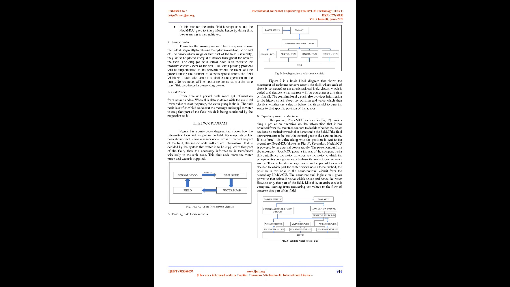A. Sensor nodes. These are the primary nodes. They are spread across the field strategically to retrieve the optimum readings to switch the pump on and off, which irrigates that part of the field. Generally, they are to be placed at equal distances throughout the area of the field. The only job of a sensor node is to measure the moisture content/level of the soil. The token passing protocol will be implemented in the network, where the token will be passed among the number of sensors spread across the field, which will each take control to decide the operation of the pump. No two nodes will be measuring the moisture at the same time. This also helps in conserving power.